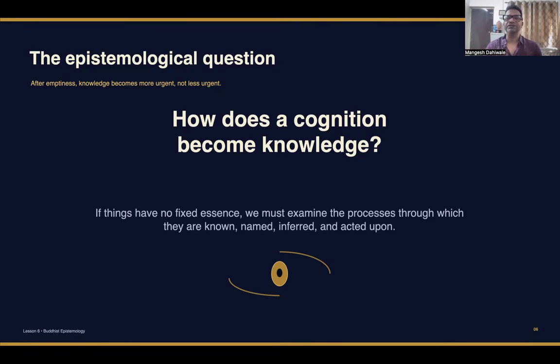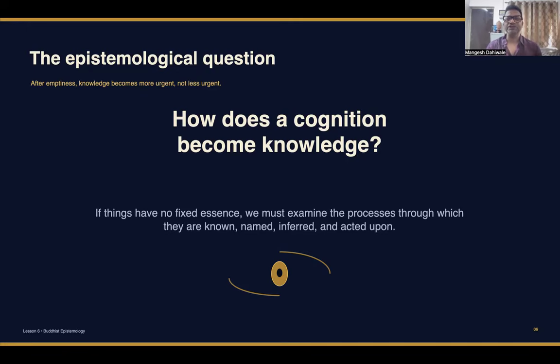How does a recognition become knowledge? Whatever we perceive, whatever we recognize, how does that become knowledge? If things have no fixed essence, we must examine the processes through which they are known, named, inferred, and acted upon. This, I think, is very important.